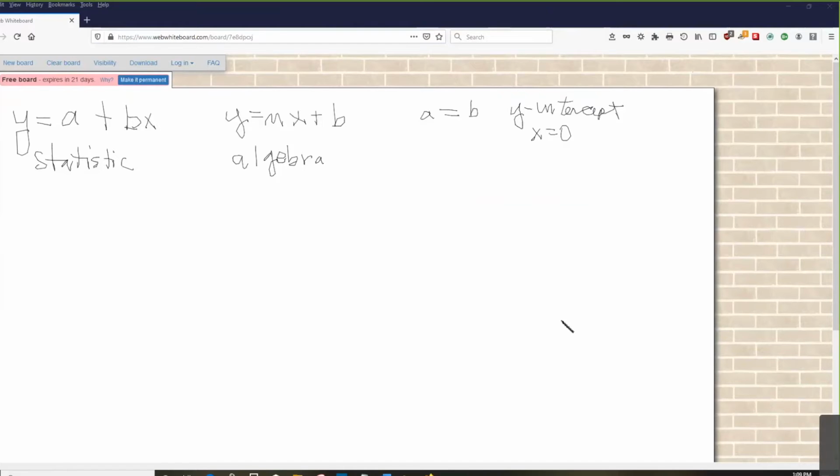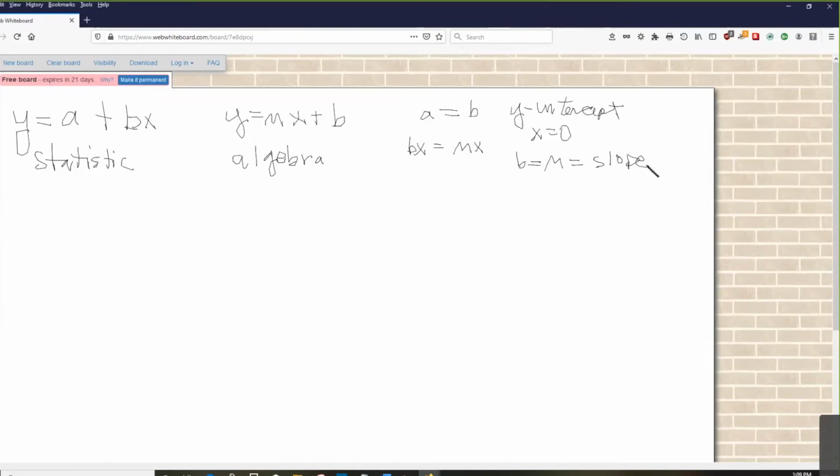And then your bx on the statistics formula is the exact same thing as your mx on your algebra formula, and your b is going to equal your m, which equals your slope, which just determines the steepness of the line.